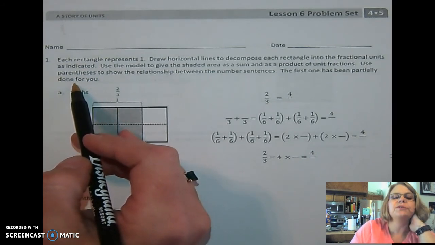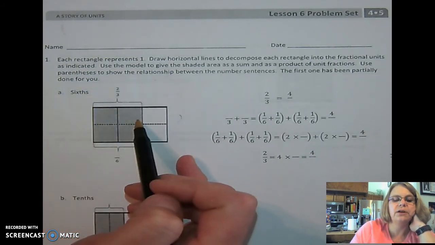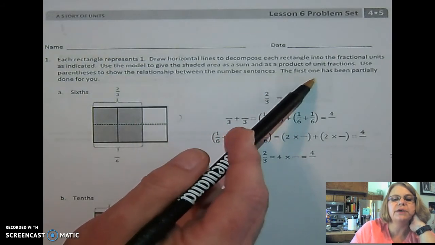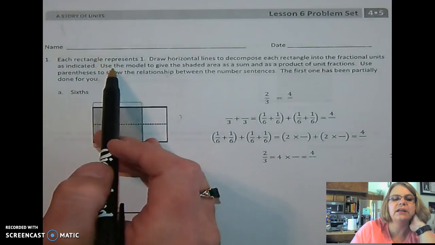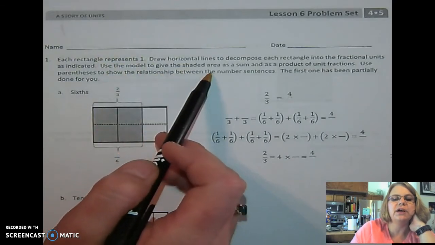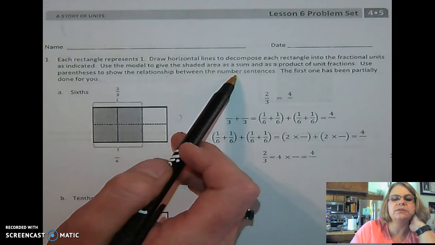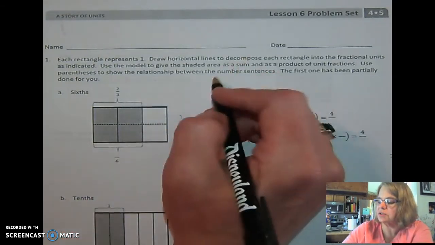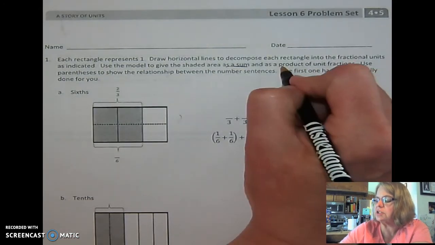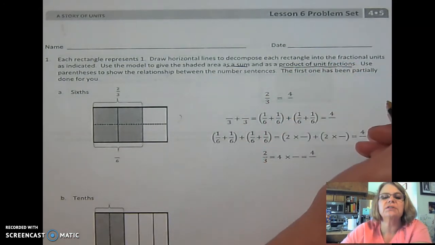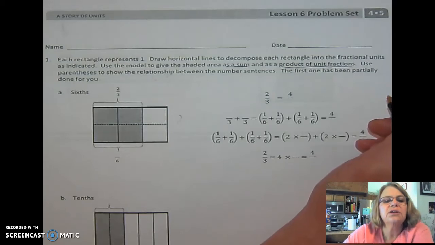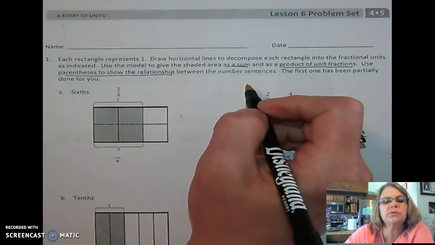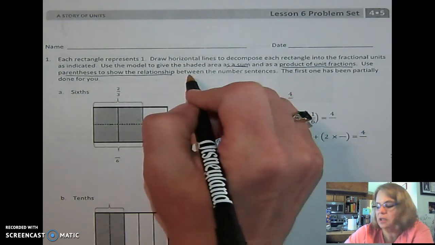So each rectangle represents 1. So I know that every one of these rectangles is 1. Draw horizontal lines to decompose each rectangle into fractional units as indicated. Use the model to give the shaded area as a sum and as a product of unit fractions. So we're going to do the sum, which is the addition sentence, and the product of unit fractions, which is the multiplication sentence. Use parentheses to show the relationship. That's what we were doing before. Show the relationship between the number sentences.